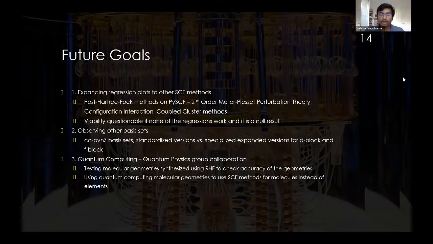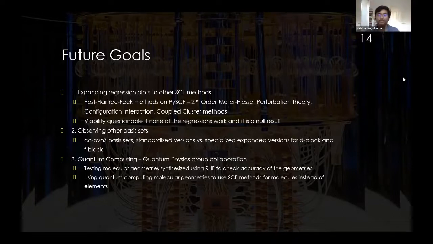And we were also planning on observing other basis sets. So we wanted to look at what we call the cc-pVNZ basis sets. These are also Gaussian types, but the way they approximate is different. These sets are much bigger, and when we say bigger, we mean more Gaussian orbitals are added up. Their approximations are usually much better for atoms and atomic energy. So we wanted to check if we could use these and create a progression for the elements. And also there are some specialized basis sets for each block.